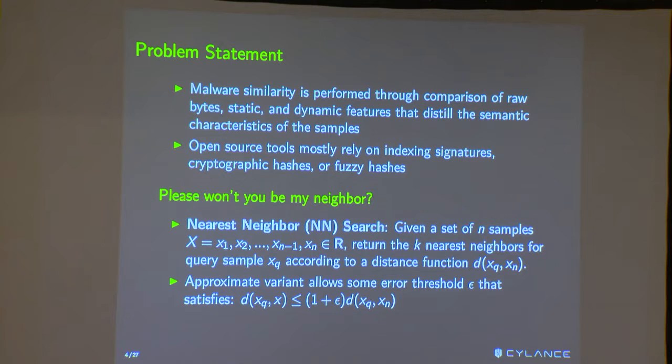So that's nearest neighbor search, and there's a variation of this called approximate nearest neighbor search, which relaxes that threshold of requiring exactness of the neighbors and allows some kind of error threshold on our distance function.